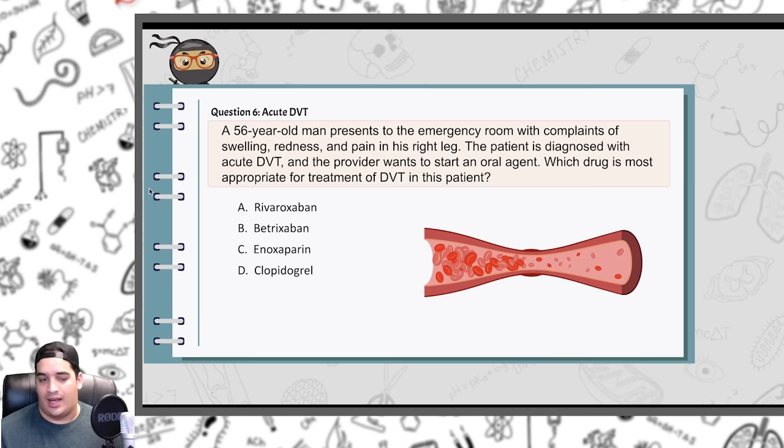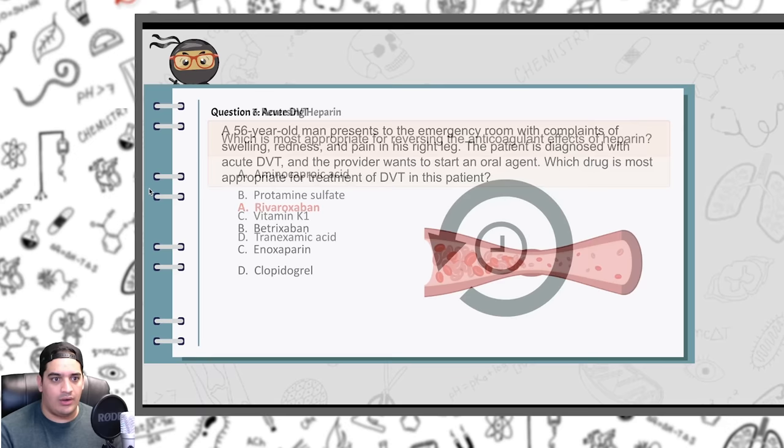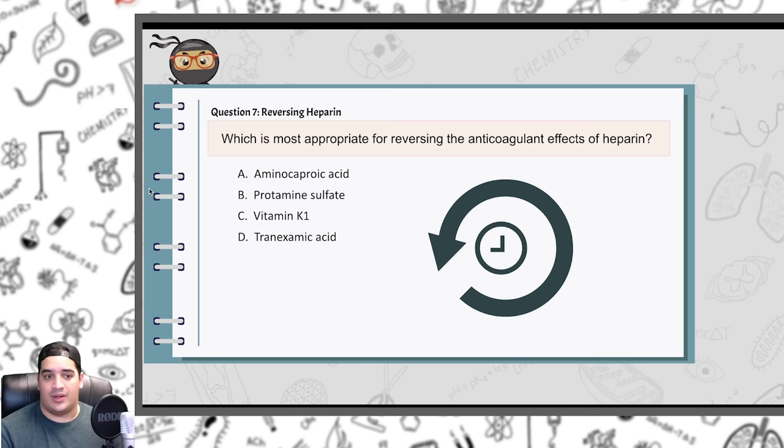All right. Which is the most appropriate for reversing the anticoagulant effects of heparin? So protamine sulfate is going to be the primary answer here. You can give vitamin K, which would be good in situations such as warfarin-related bleeding, giving a good 24-hour control. It helps activate vitamin K epoxide reductase and increases the synthesis of factors 2, 7, 9, 10, protein C and S. But generally, vitamin K is for warfarin. TXA is for things like thrombolytics such as TPA, so alteplase and tenecteplase. Protamine sulfate is primarily given for patients who have heparin-related bleeding. So I would give protamine sulfate.